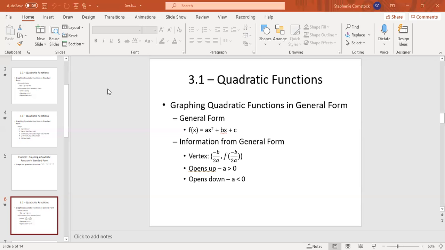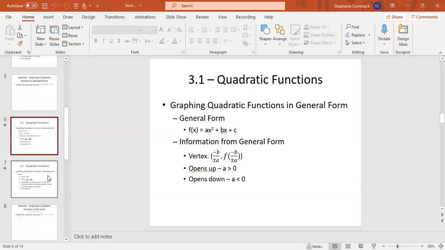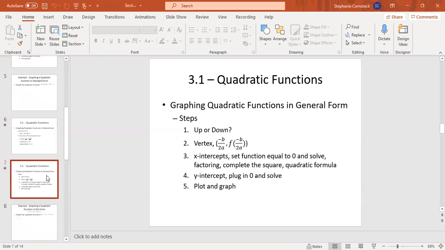And then in order to find the second part of that, we're going to be able to do f of that, or basically plug it back in. Now, again, if a is positive, it's going to open up. And if a is negative, then it's going to open down. So that's all still going to stay the same. Now, the process is going to be very, very similar as far as the questions that we ask for this.